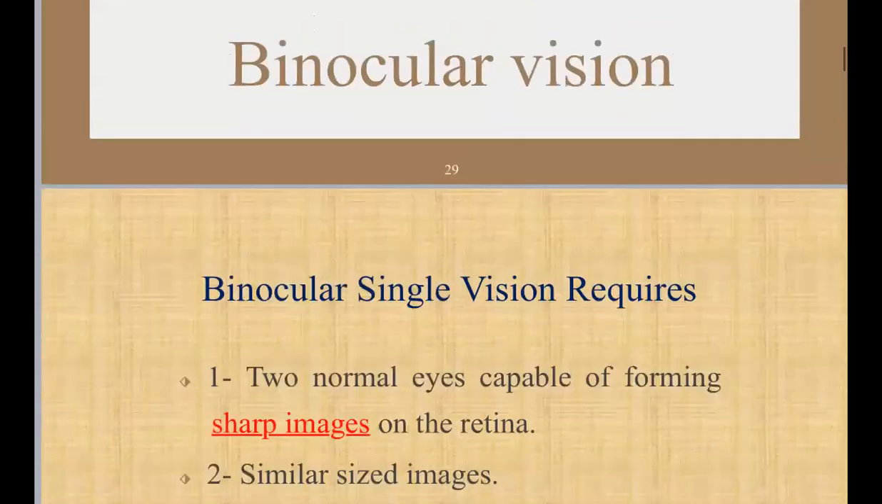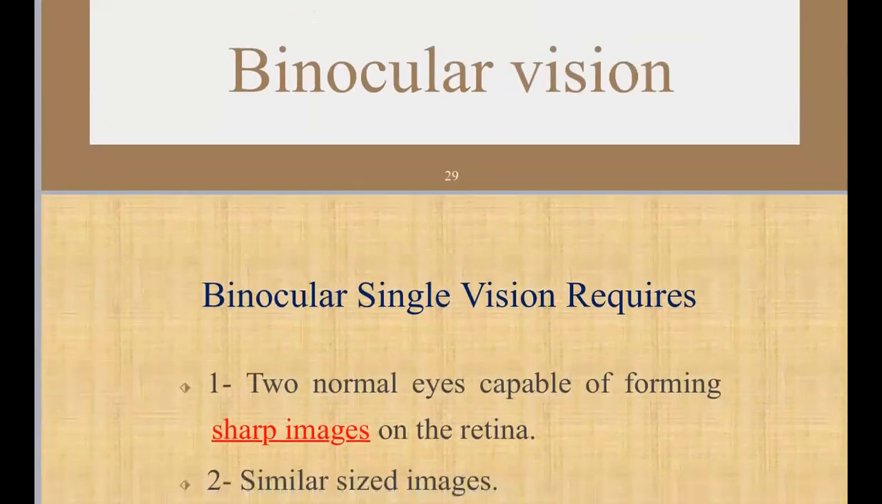About binocular single vision, this is a physiology topic, so we can skip it, but the requirements of binocular single vision are important for me. Binocular single vision means principally that 1 + 1 = 1. I have one image from the right eye, one image from the left eye, and the net result will be just one image. The net result is one because I have more than one requirement.